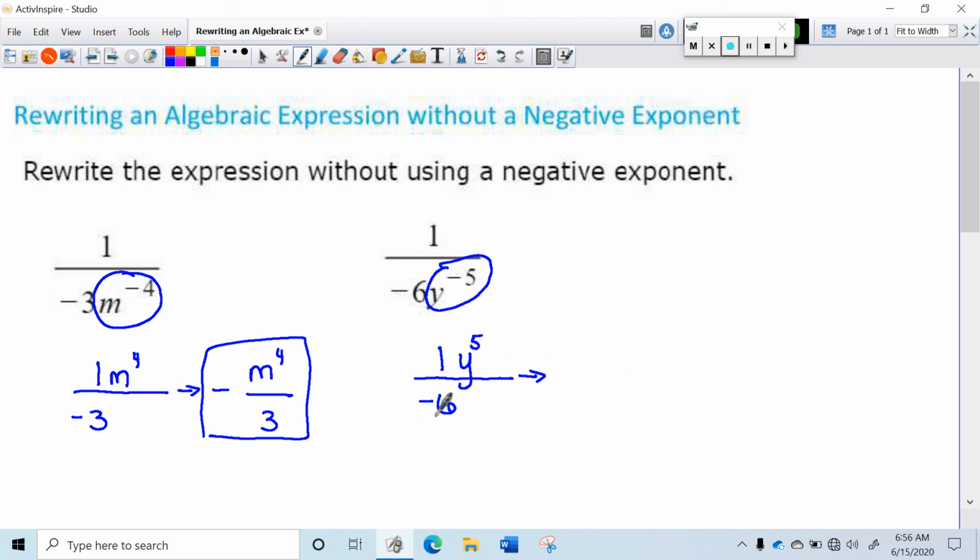So I'm going to move my negative out front, and I'm going to have y to the 5th over 6. You don't have to move the negative out front. It's optional.